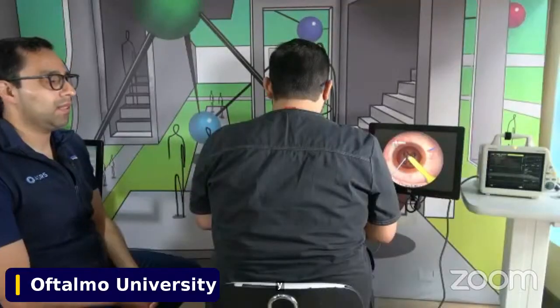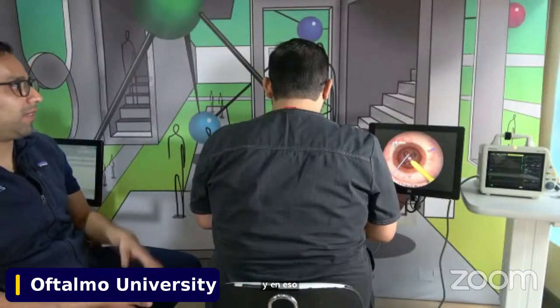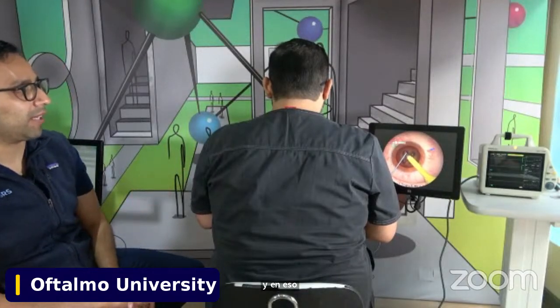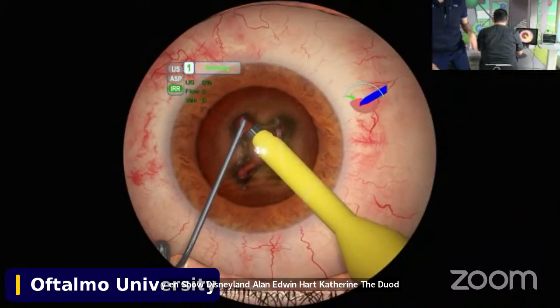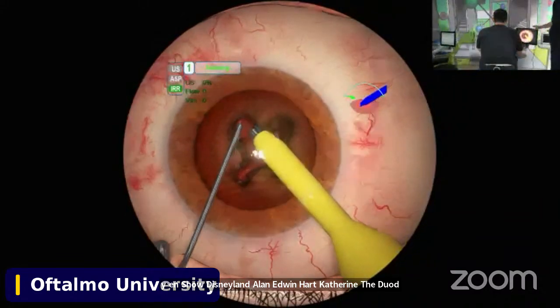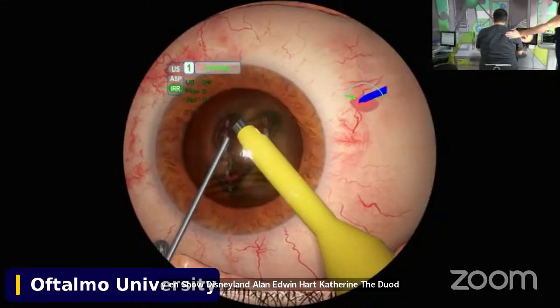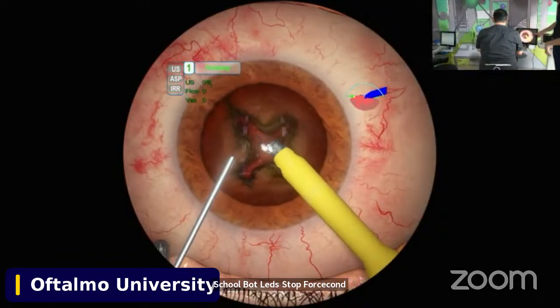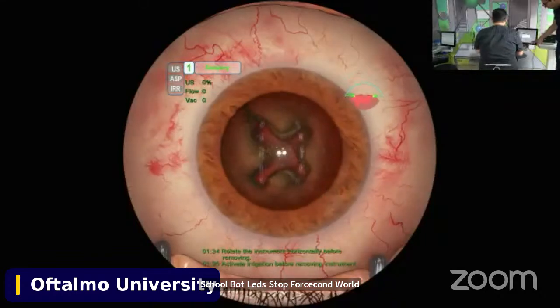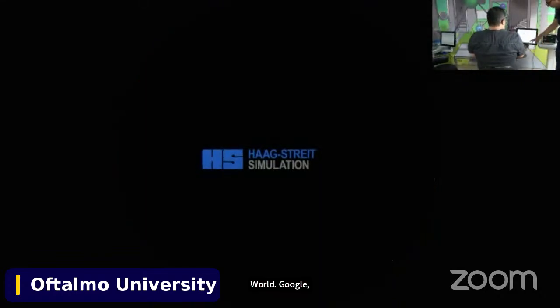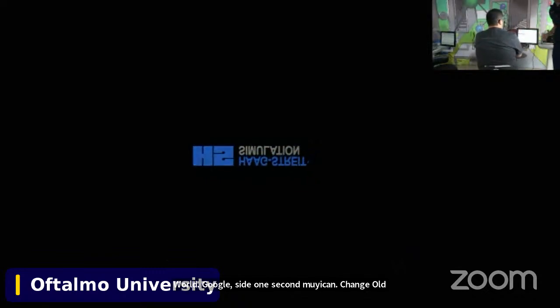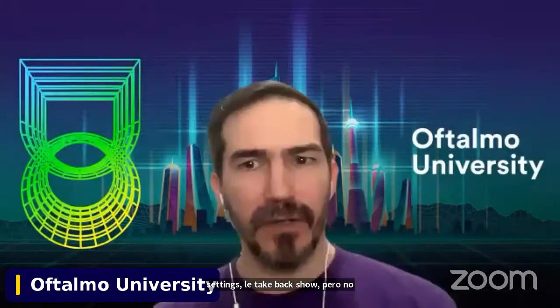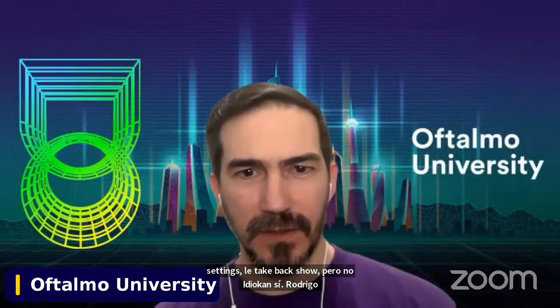Oliver, please. At this moment, Alan is doing a hard cataract. He's trying to do the skull, but let's stop for a second. We can change all the settings. I don't know if you can see, Rodrigo. No, we are not seeing that. The screen.